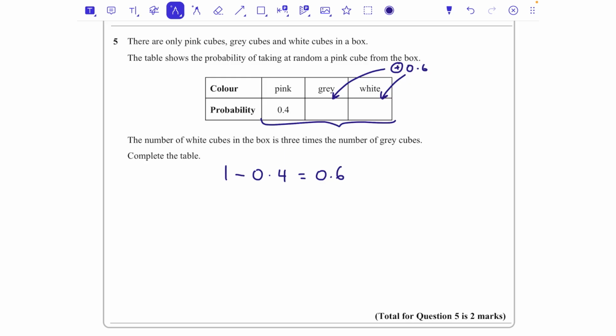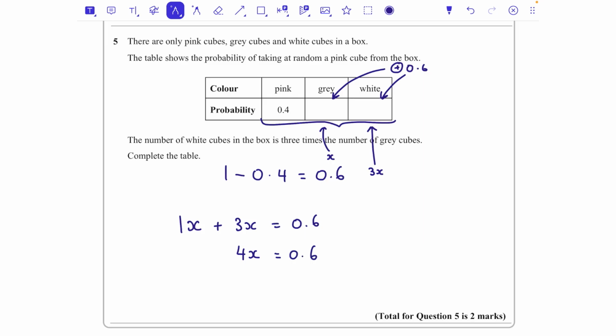Now it says that the number of white cubes in the box, this value here, is 3 times bigger than the number here. Now there's a couple of different ways you can do this. I could say that grey would be x and white would be 3x, because this number has to be 3 times bigger than that number. And together they make 0.6. So x add 3x equals 0.6, which means that 4x, because this is 1x, equals 0.6.